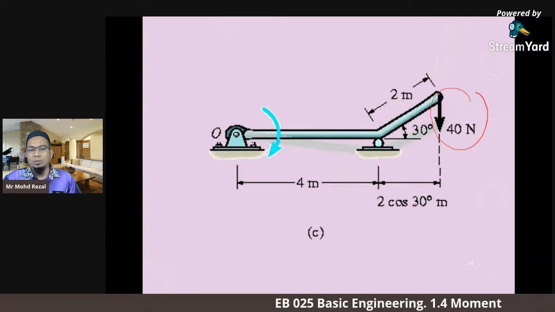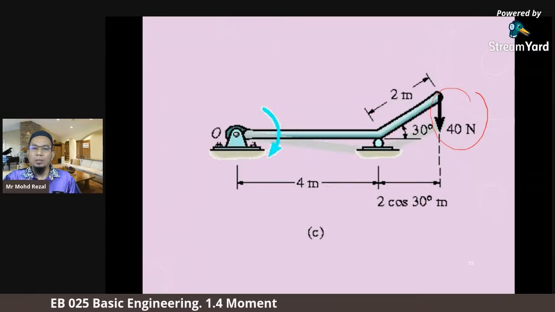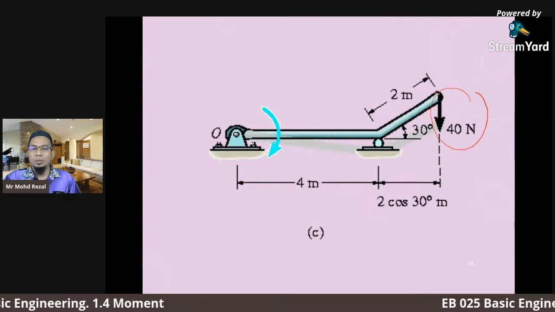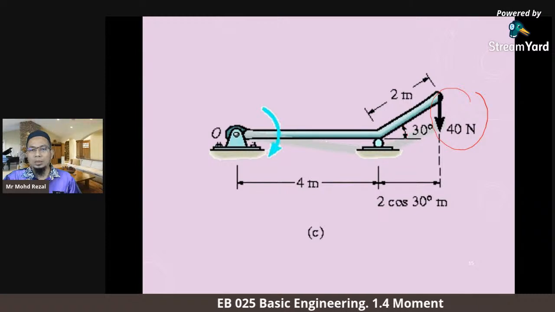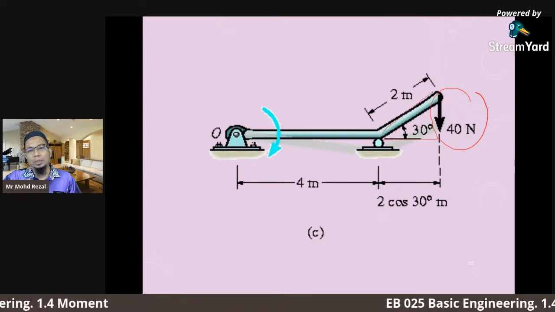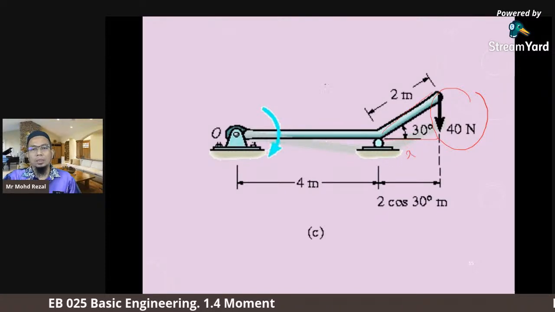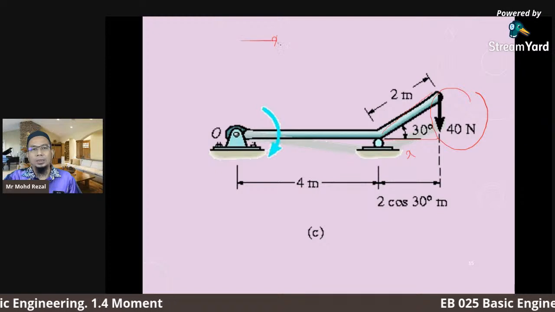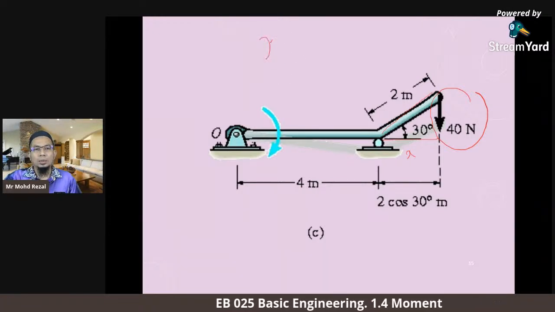How do we get 2 cos 30 degree? Okay, here is 2 meter. The length is 2 meter, and here the angle is 30 degree. So we assume this is the adjacent and this is the hypotenuse, so adjacent per hypotenuse. We assume here is x. x is the adjacent.